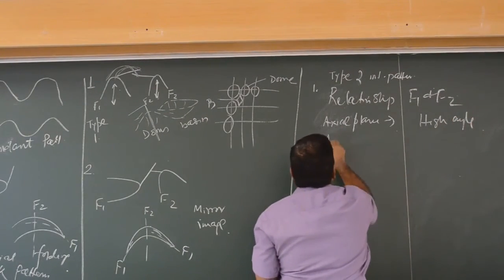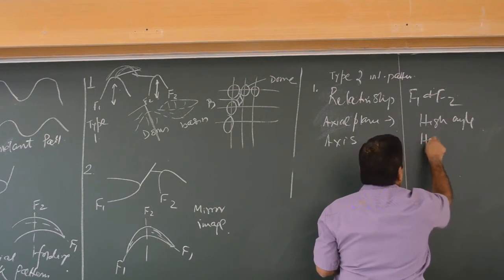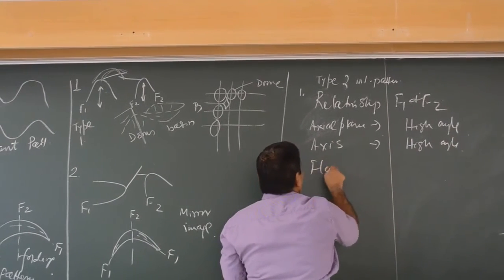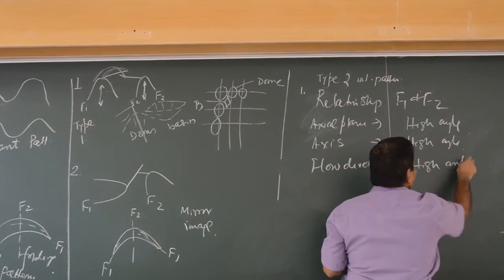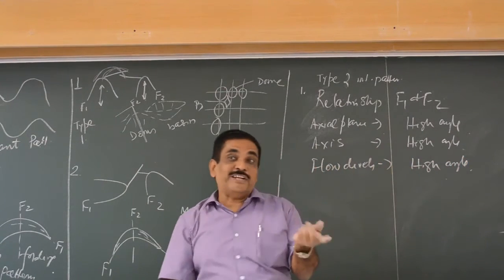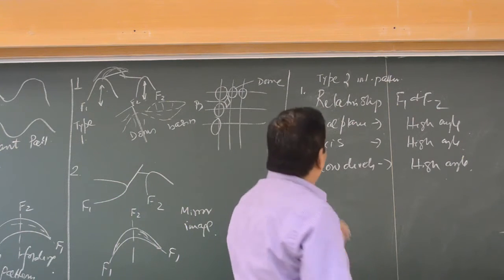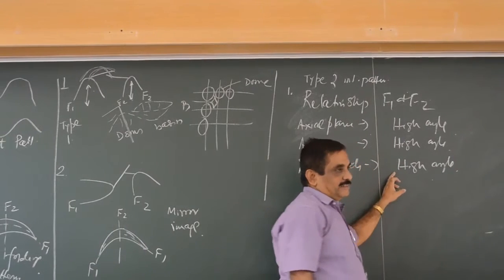What about axis? Perpendicular, high angle. What about flow direction? You understood, na? So type 1, type 2, you see the difference? In type 2, the axial plane and axis are at high angle, but the flow direction is parallel.